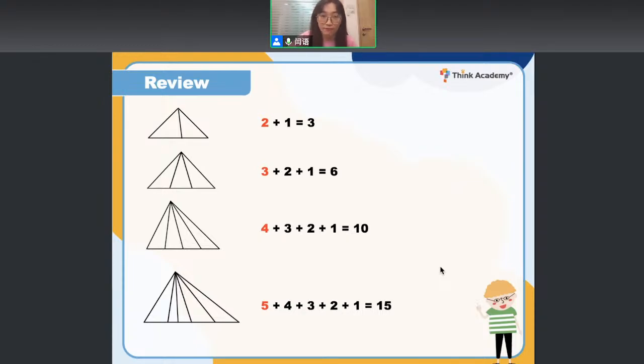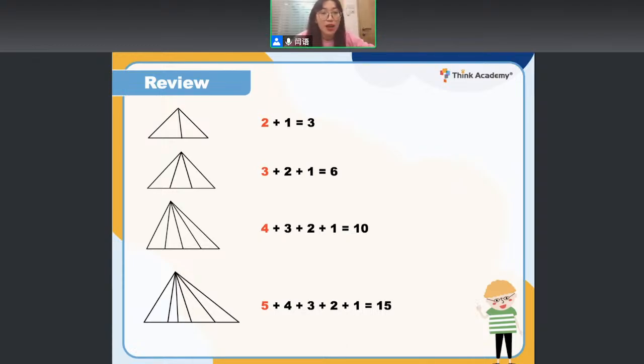15. Okay? So maybe here, everyone, you can just take a screenshot because actually for these triangles, they are usually tested in competition. Compared to counting squares, I think counting triangles should be a bit more challenging, right?